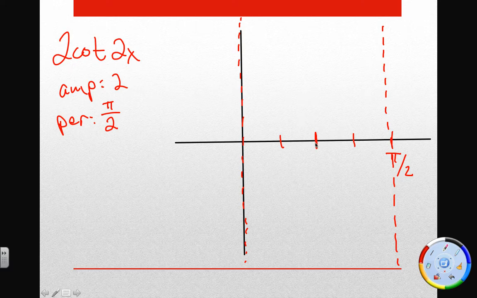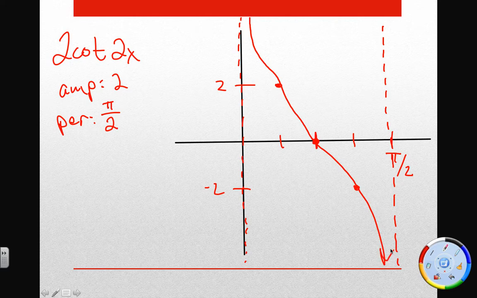Cotangent in the middle here is going to be my 0. And because it's a positive version, it's going to be a downward slide. So I got to go up to 2, down to negative 2. And as best as you can, that was kind of an ugly one. I should kind of come down here like that, and look like a negative cubic.